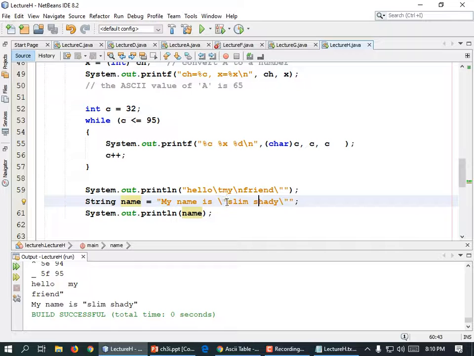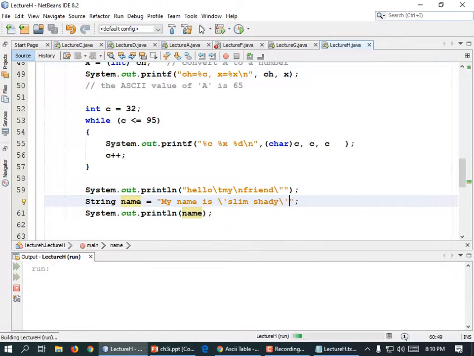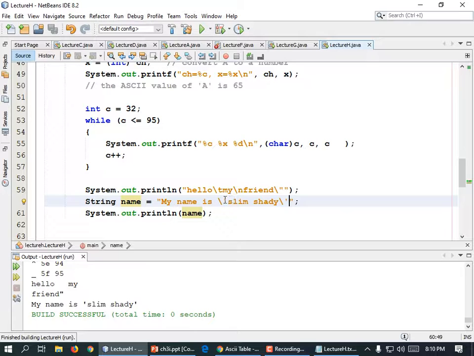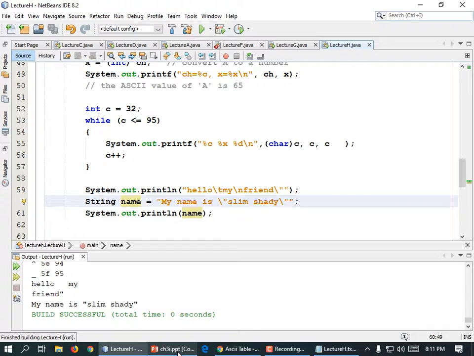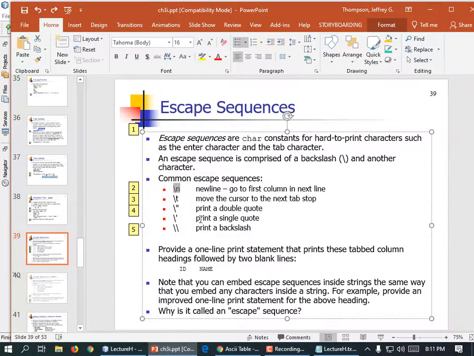If you want, you can use backslash apostrophe to print out single quotes. I'm going to change them back to double quotes. So, what we have: backslash n is a new line, backslash t is a tab, backslash double quote prints a double quote, backslash single quote prints a single quote.